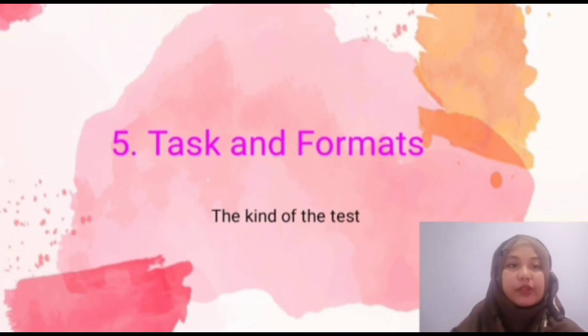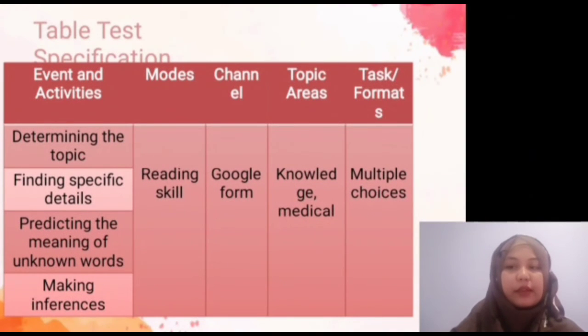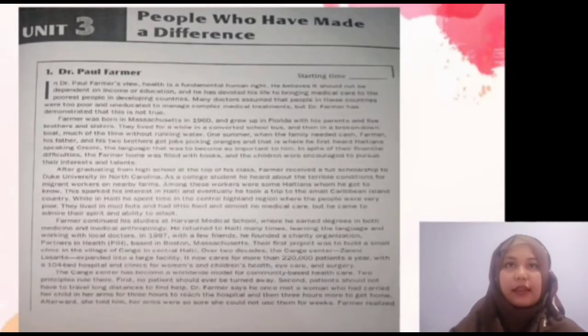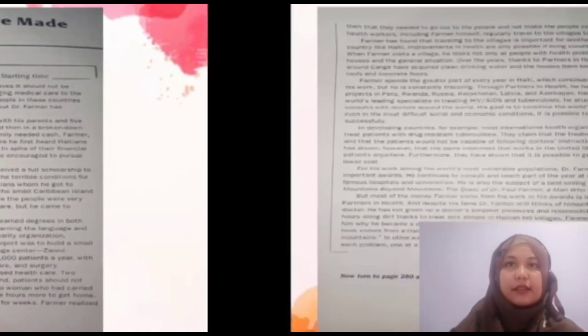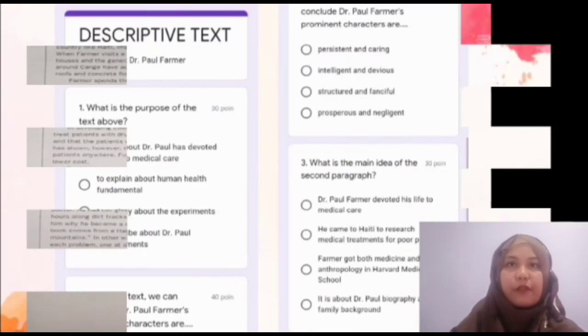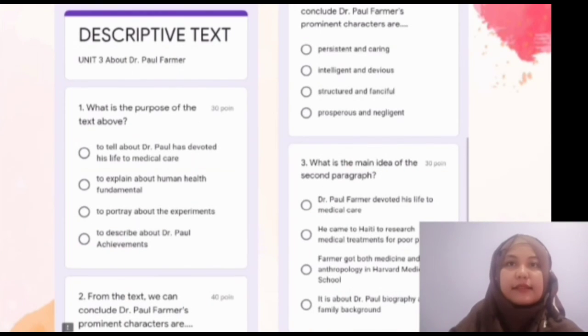Now I will discuss my topic about tasks and formats. The kind of test. In the reading test, we use a test method or approach objectively using multiple choice. Here is the table of test specification. The task or format we use now is multiple choice. And next, here is the reading material for our question. And next, this is the example for our question in Google Form.